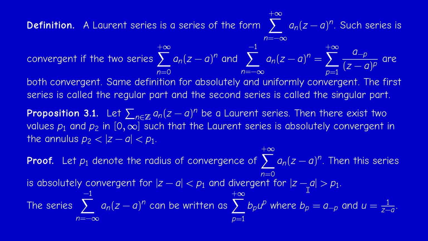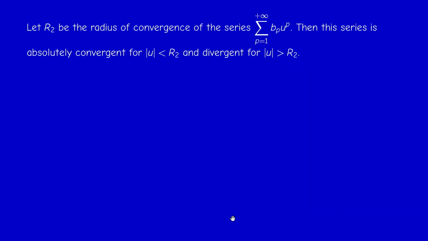First thing. Now, if you consider the singular part, and we write it as a power series, I do a change of variables. If I put u equal 1 over z minus a, I can write this singular part as a power series about u equals 0, with another variable. So this power series, again, has a radius of convergence that I call R2. By the properties of power series, this series is absolutely convergent inside the disk of center 0 and radius R2, and divergent outside.